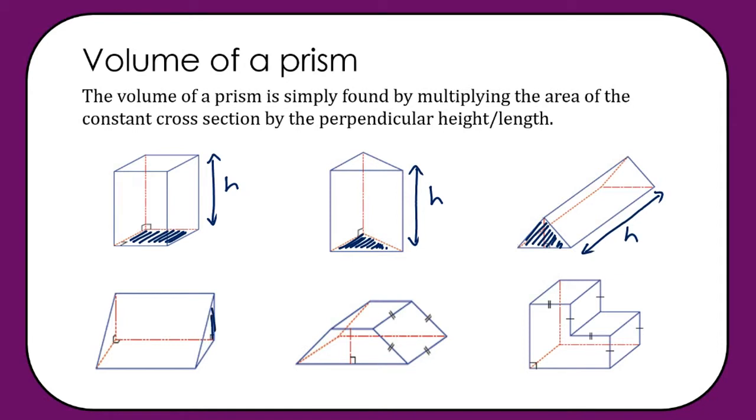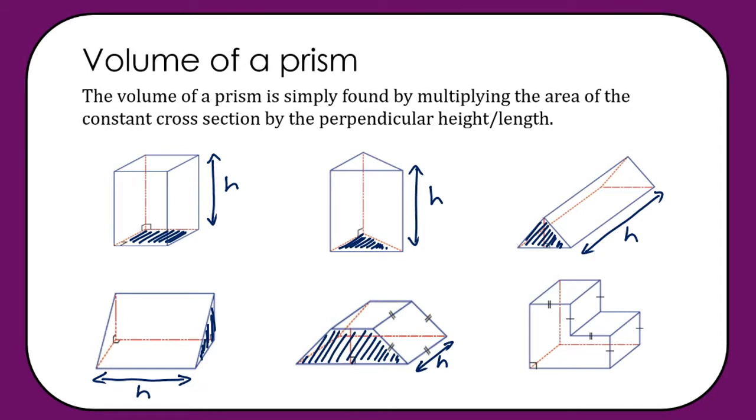Again, here the constant cross-section is this triangle, so the length that is perpendicular to that is this. We tend to refer to it as the height, but it doesn't really matter. It's just about clearly identifying which length is required. Here in this shape, I'm going to need to use this trapezium as the constant cross-section, which will make this length here the height.